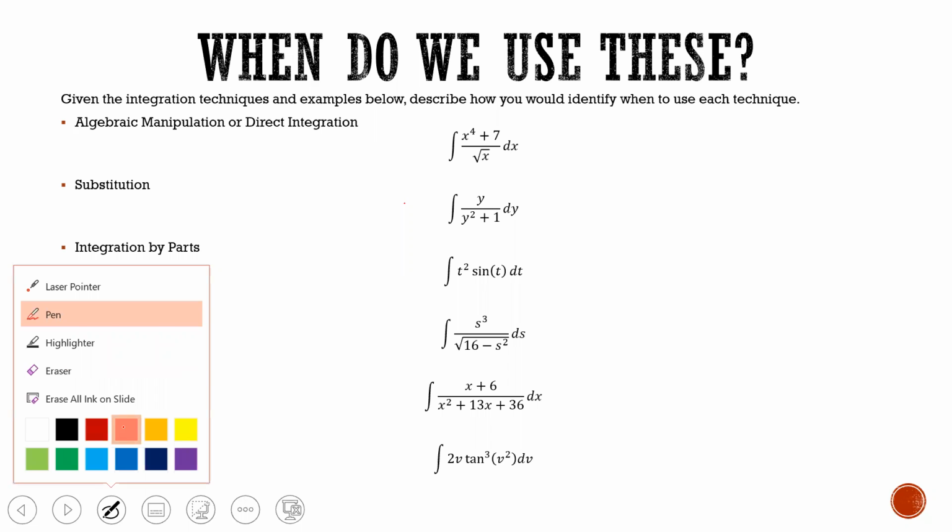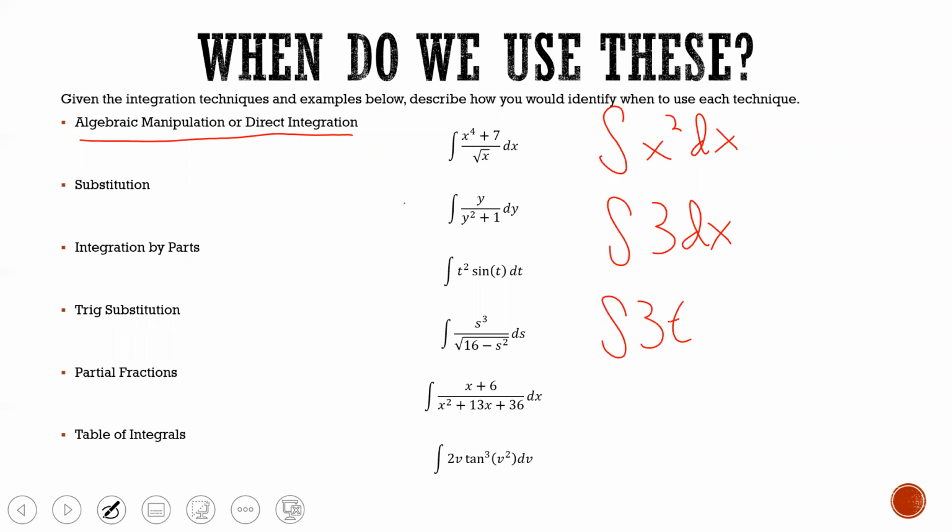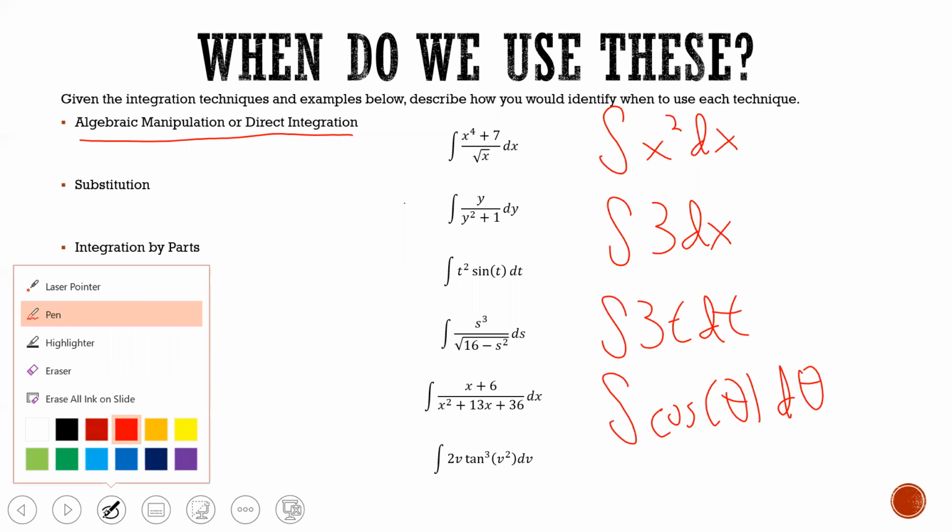So the first is algebraic manipulation or direct integration. These are the integrals that we can just look at and know how to do directly by finding antiderivatives. Some examples might be the integral of x squared dx, or the integral of 3 dx, or maybe the integral of 3t dt. Those are all things we can use our power rule for, or even the integral of cosine of theta d theta. Those are all ones that, again, using antiderivatives, we can find right away.